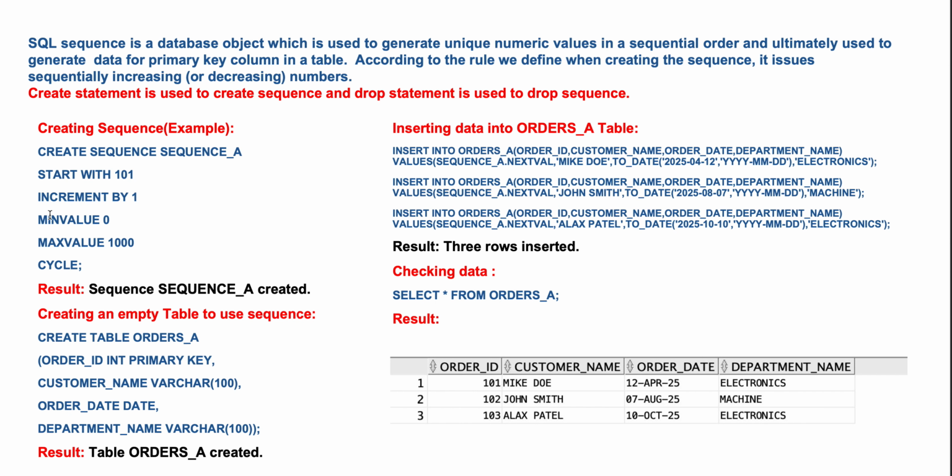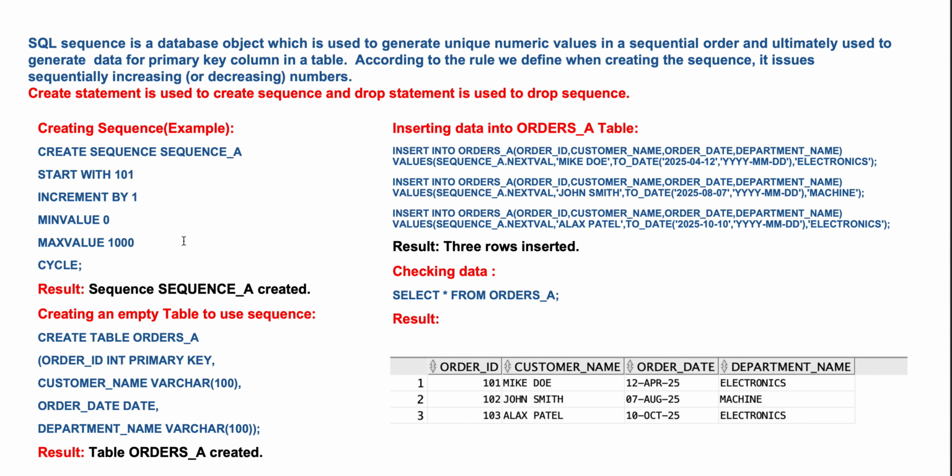After successful completion of this code, it will give the following result: sequence_A created. We can check whether it has been created or not from the Oracle Developer window. Step 2. Creating an empty table to use the sequence. That means I'm going to use the created sequence in an empty table. Those values are used in a column for the primary key.